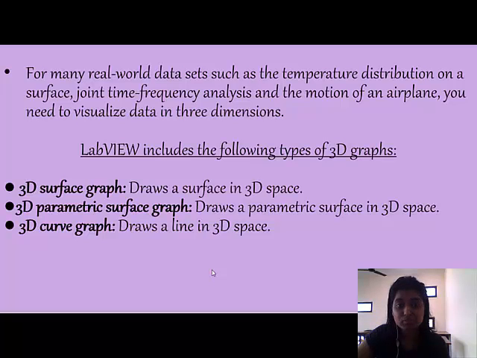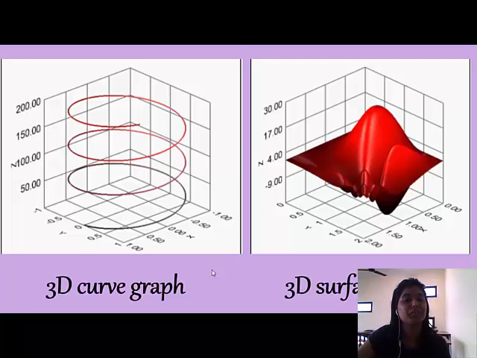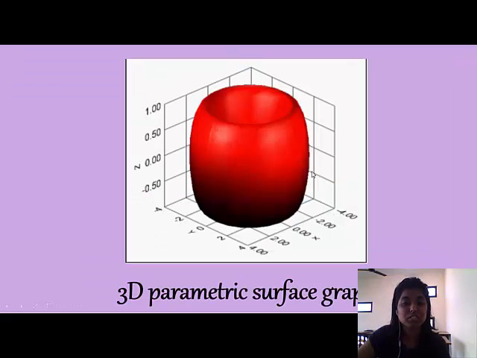I have a few examples of this. In this first example you can see a 3D line graph, represented in a line form, and this is a 3D surface graph. You can see a 3D view of a surface, and this is a parameterized surface graph.